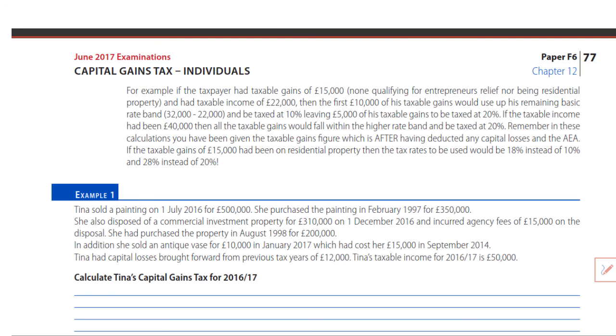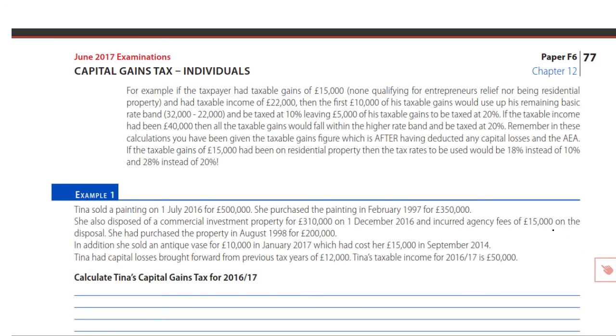Right, we've got an example now. Example 1 here. We've got to calculate Tina's CGT for our tax year 16-17. Tina sold a painting on the 1st of July 16, so the sale date is in our tax year. There's your sale proceeds, £500,000. Again, what you may also be likely to see in an exam question is selling expenses in relation to that sale. They would be deducted directly from the £500,000 to give you net proceeds. We would then deduct any and all other allowable costs. Obviously the purchase cost, £350,000, and for us that's it. So ever so easy here.